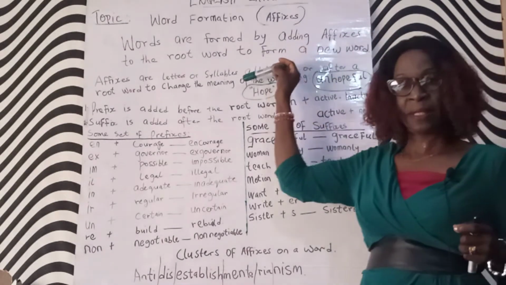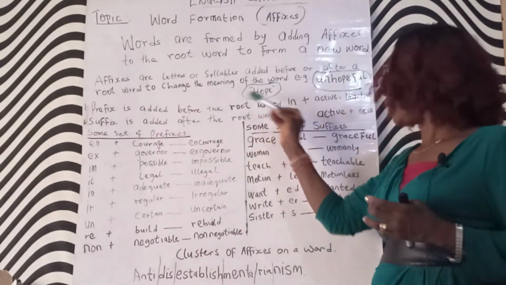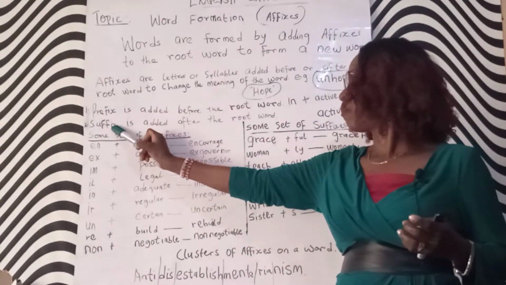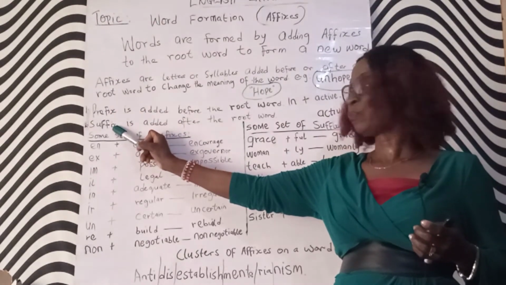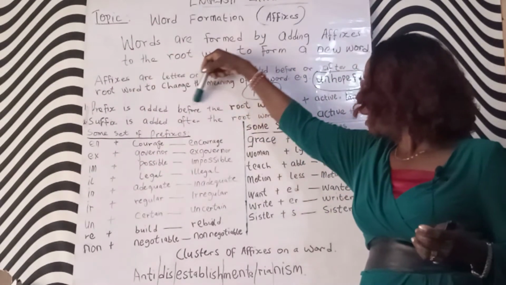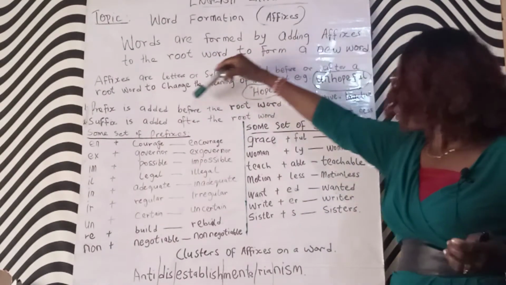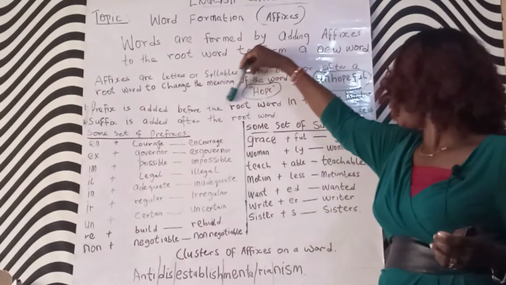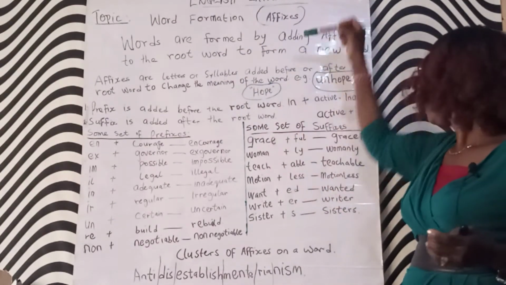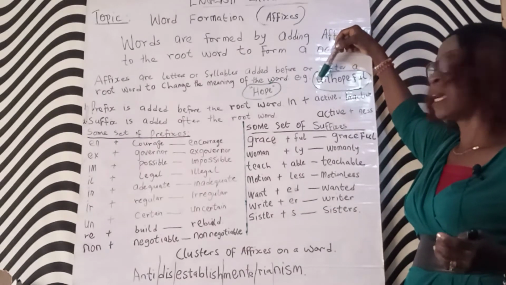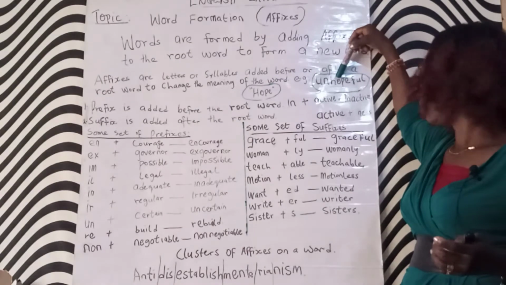So affixes are divided into two. We have the prefix and the suffix. The prefix is added before the root word. Like in the word unhopeful, you've added the prefix un before the root word.